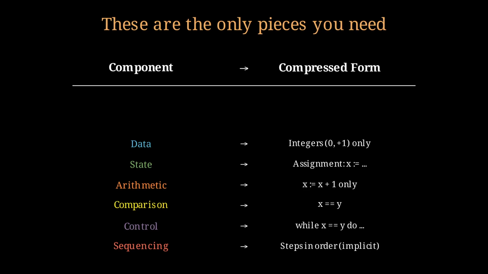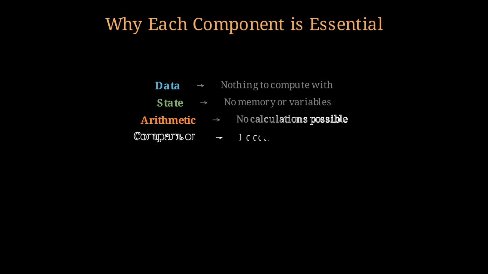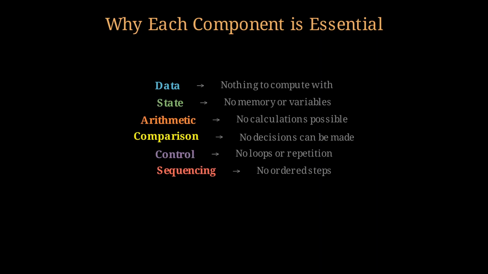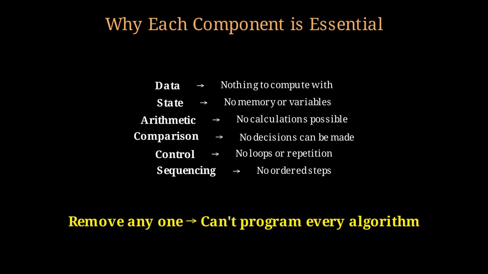Why each matters. Why are all 6 essential? Remove data and you have nothing to compute with. Remove state and you have no memory. Remove arithmetic and calculations become impossible. Remove comparison and you can't make decisions. Remove control and there's no repetition. Remove sequencing and you can't order your steps. Take away any one piece and you can't program every algorithm.